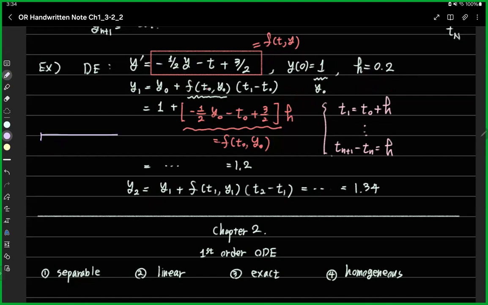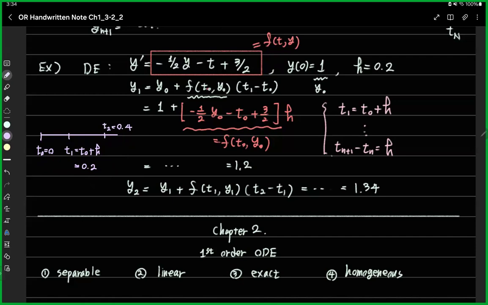See right here, t sub 0 is right there, which is 0. What is t sub 1 going to be? t sub 0 plus h, right? t sub 0 is 0 and h is 0.2, so this is equal to 0.2. Then right here, t sub 2 is going to be 0.4, isn't it?